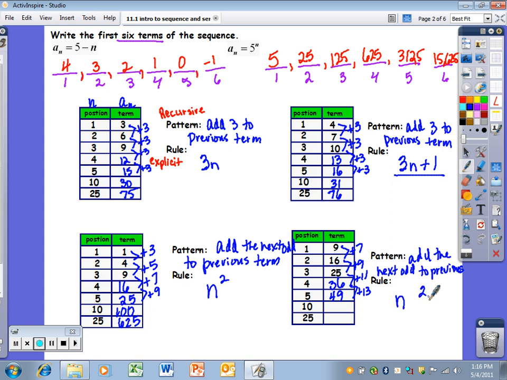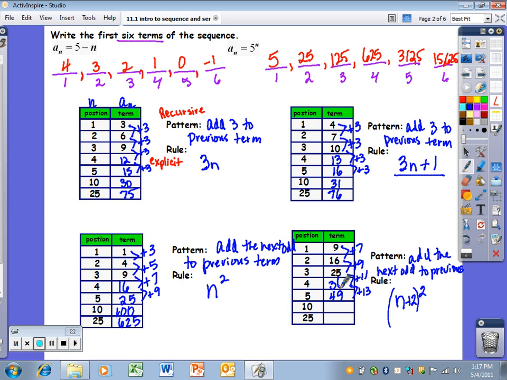Well, is 1 squared 9? No, but what squared is 9? 3. So what do you have to do with the 1 to get to 3? Add 2. Let's see if that works. 1 plus 2 is 3. 3 squared is 9. 2 plus 2 is 4. 4 squared, is it 16? 4 plus 2 is 6. 6 squared, is it 36? So it is working.